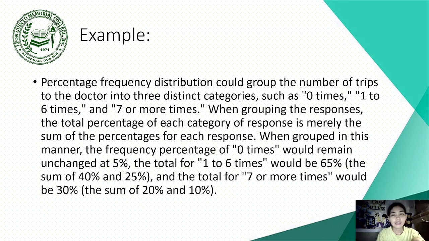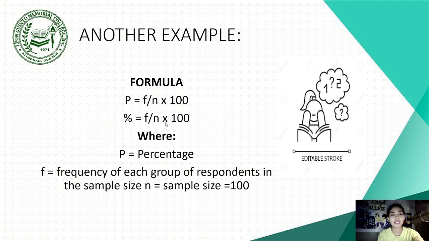When grouping the responses, the total percentage of each category is merely the sum of the percentages of each response. When grouped in this manner, the frequency percentage of 0 times would remain unchanged at 5%. The total for 1 to 6 times would be 65%, the sum of 40% and 25%. And the total for 7 or more times would be 30%, which represents the sum of 20% and 10%.